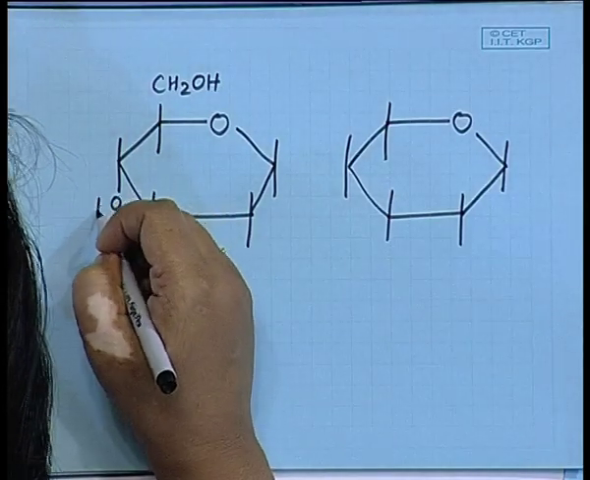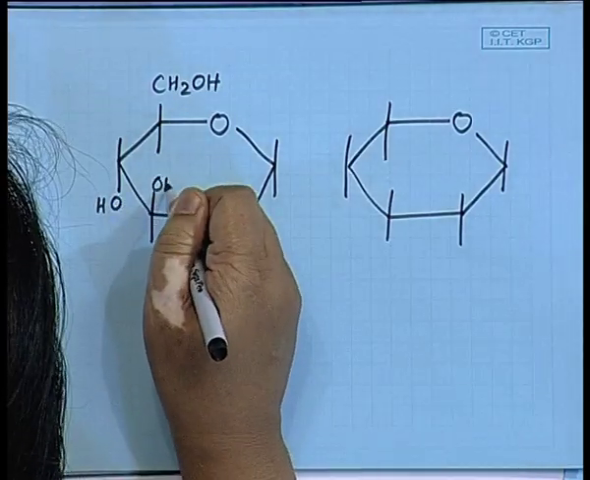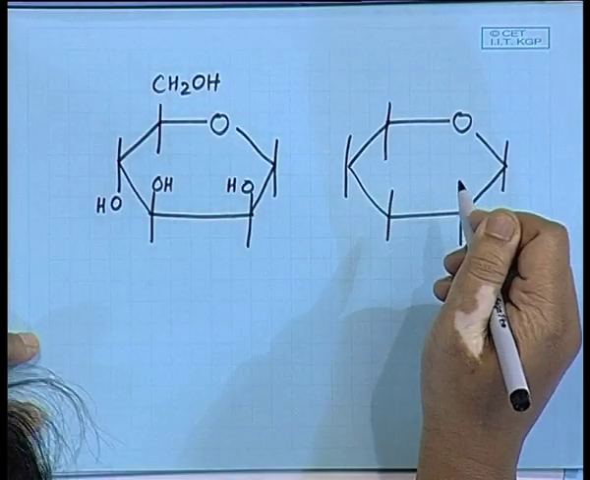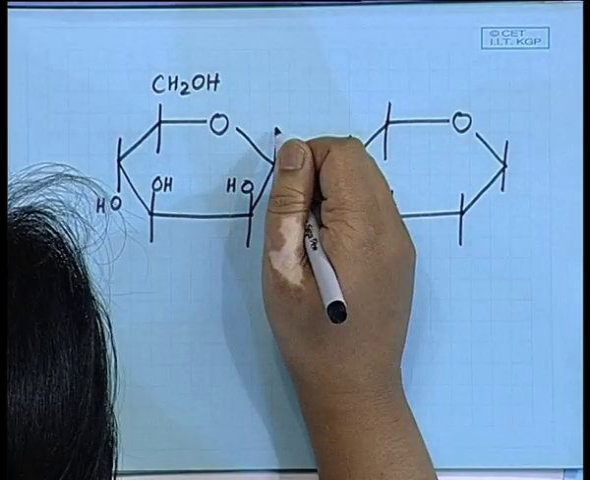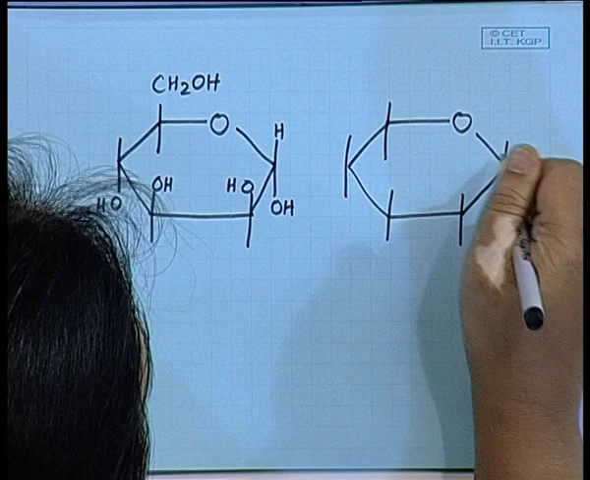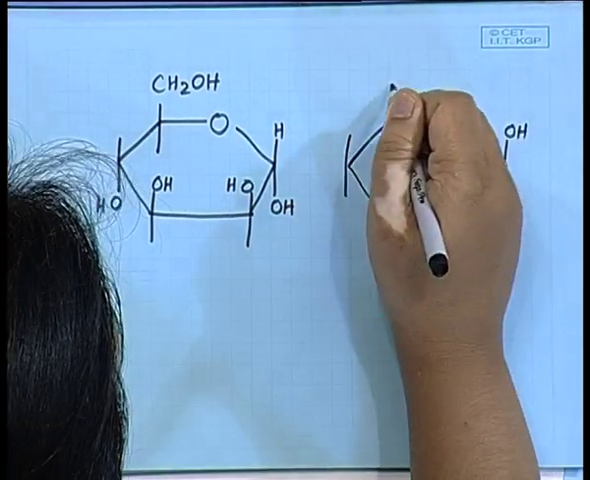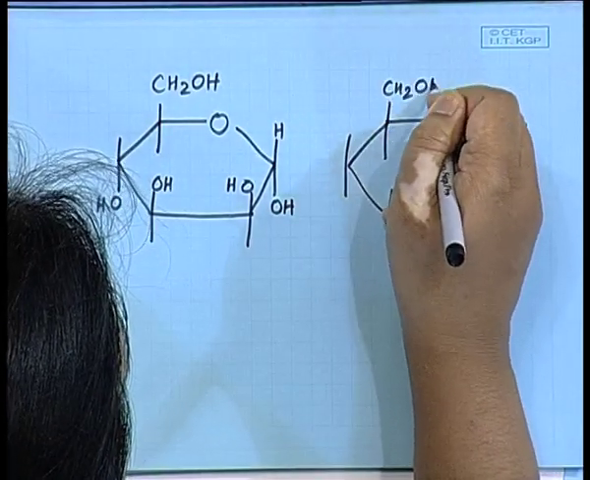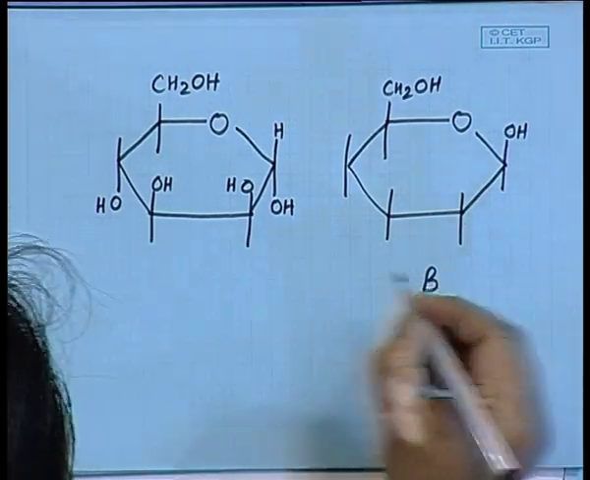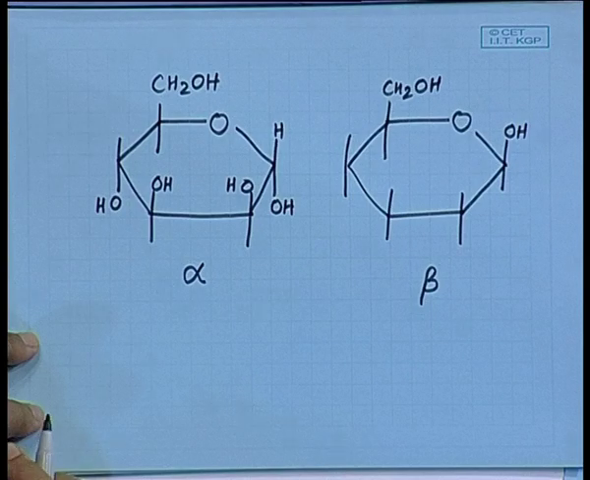We have our OH here, one OH here, one OH here, and this OH we know can be either up or down, right? If I put it down, it becomes alpha. If I put it up, it is beta. Okay. So, I am not drawing the other one. So, this is our beta, this is our alpha.